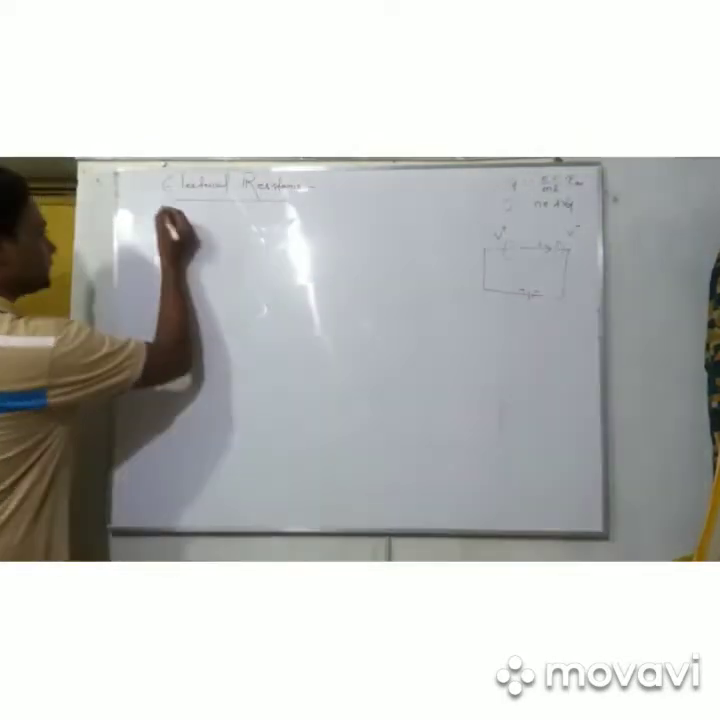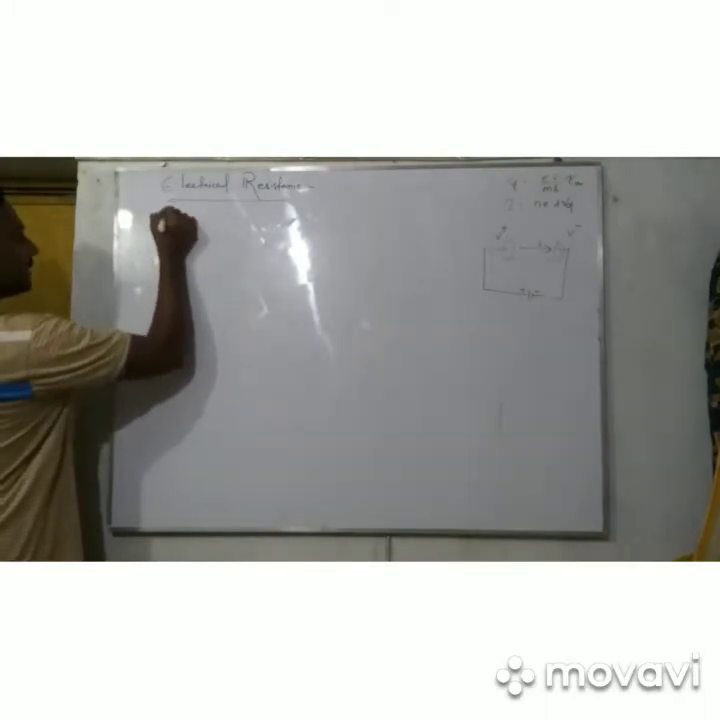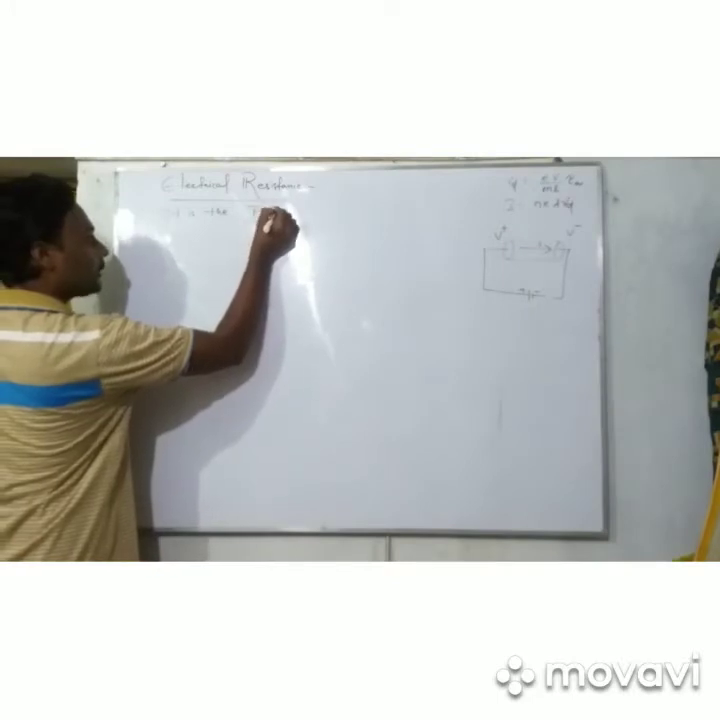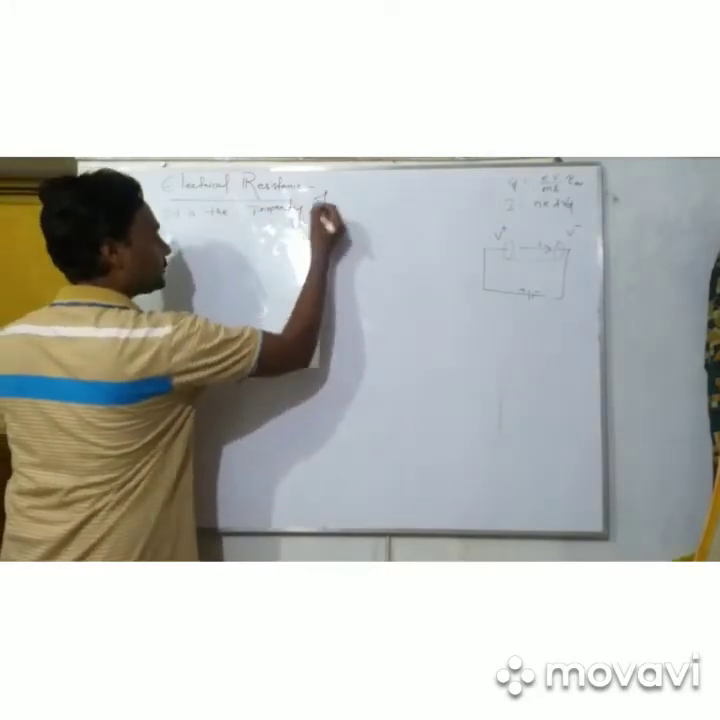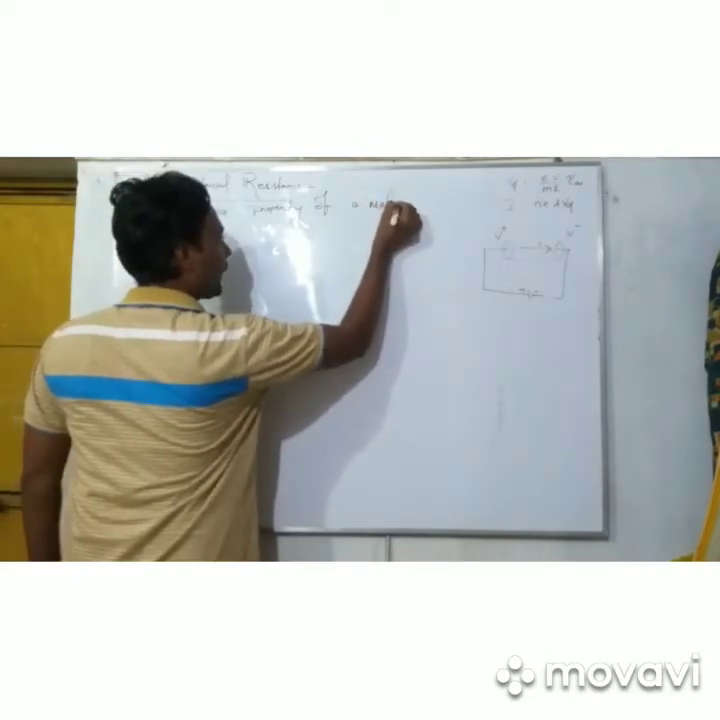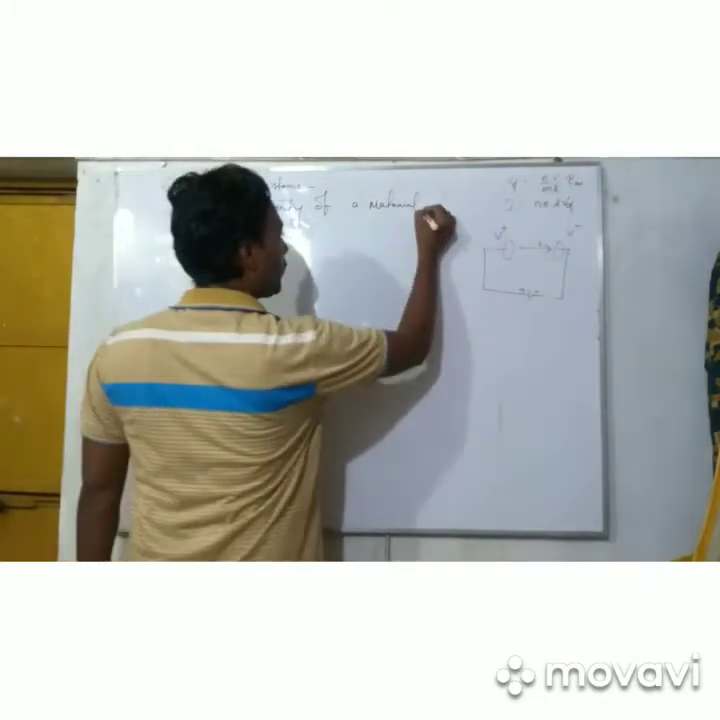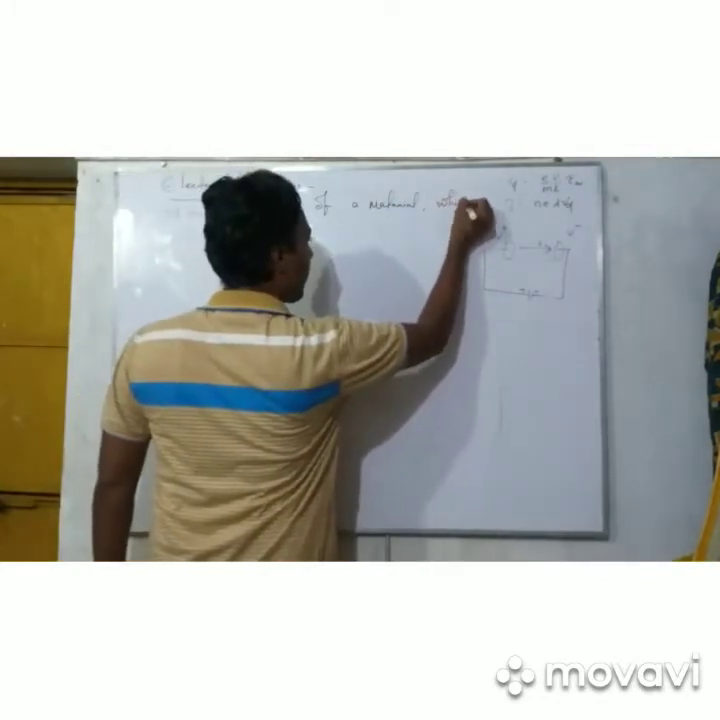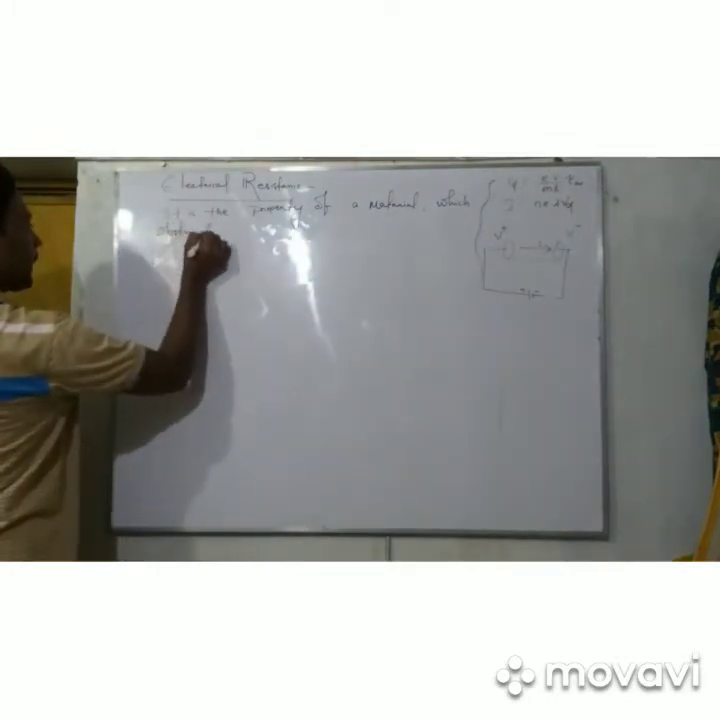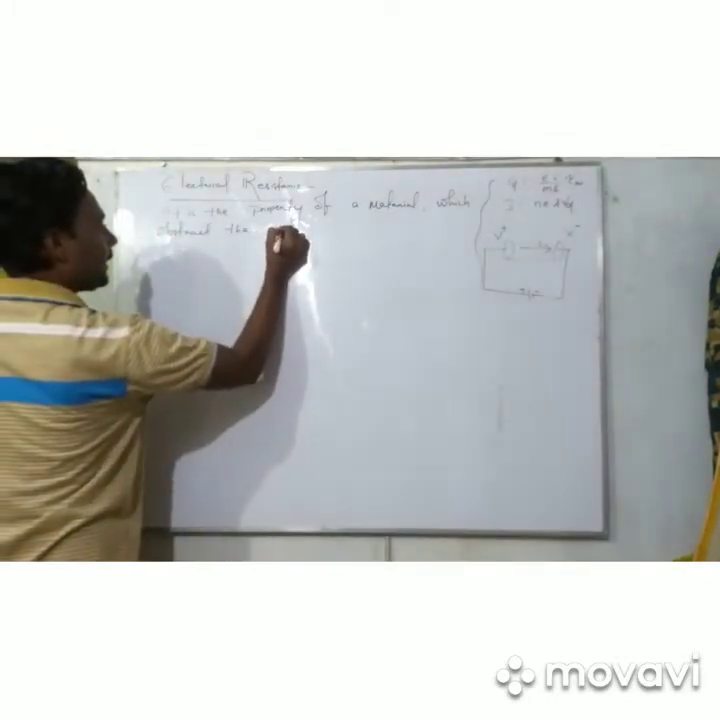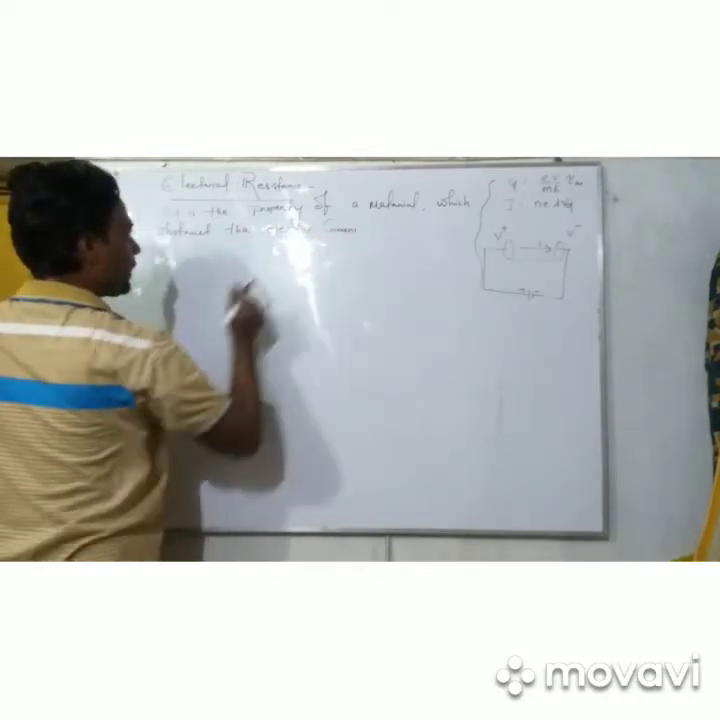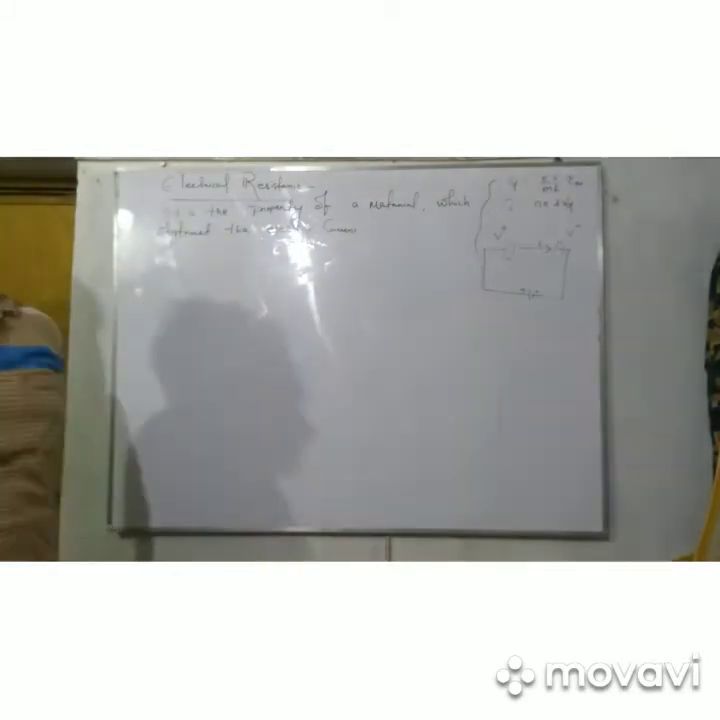Here we write that it is the property of a material which obstructs the electric current. So this is the important definition of electrical resistance.